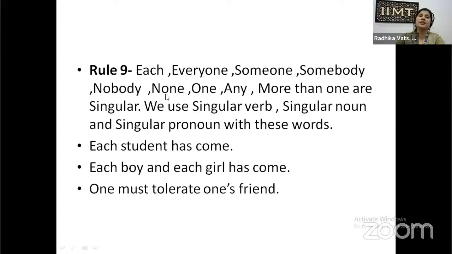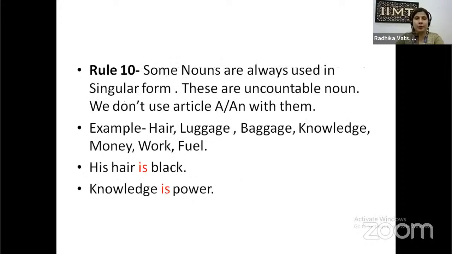The ninth rule is: each, everyone, someone, somebody, nobody, none, one, any, more than one are singular, right? Whenever you see these words in any sentence, consider it as one singular subject, not more than that, and automatically use a singular verb. Each student has come, each boy and each girl has come. So whenever you see these words, you actually have to use a singular verb.